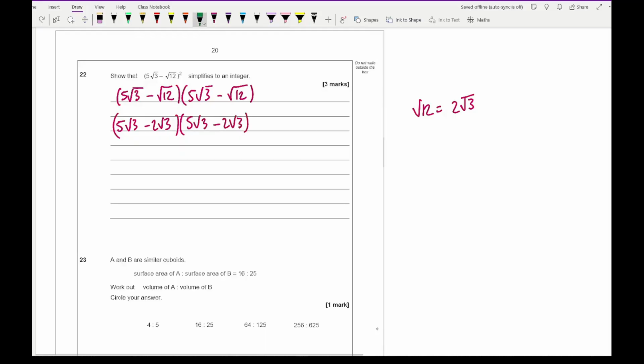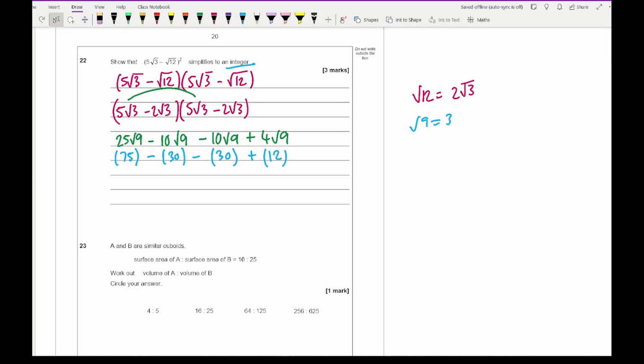So all I'm going to do is swap root 12 for 2 root 3. And now all I'm going to do is use the loops. So I've got 5 root 3 times 5 root 3 is going to be 25 root 9, minus 10 root 9, minus 10 root 9, plus 4 root 9. Now root 9 is just 3. So this then becomes 75 minus 30 minus 30 plus 4 times 3, which is 12. And then entering that all into our calculator, we get an answer of 27.